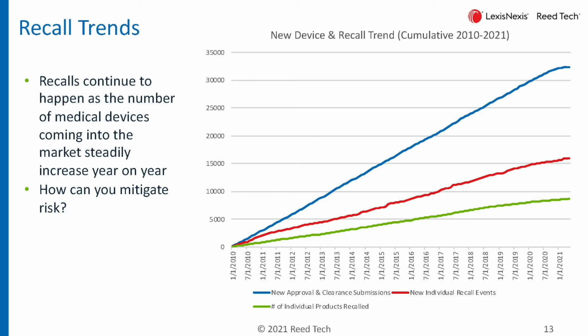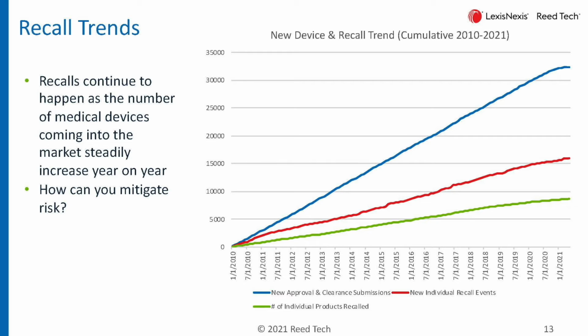So this accounts for 39% of the global market share. And with that, here we can see a general trend for the past 2 decades. So in this chart, you'll see a blue line, and that represents new FDA approvals and clearance submissions starting from 2010. The red line represents the number of individual recall events, and the green represents the unique number of products. So that condenses down certain recalls, which might be multiple for one specific product.